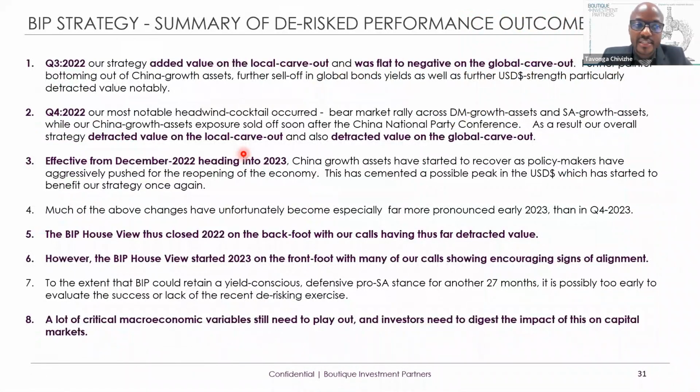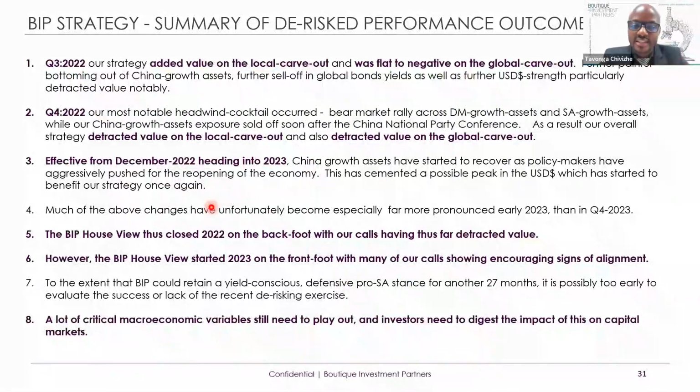If we look at Q3 of 2022, I think we did well in terms of the de-risking strategy, but we got really squeezed out when the global investor overreacted to the Chinese conference and the dollar strengthened more than we expected. In Q2, as I've shown, the dollar call started to work in our favor. The Chinese call started to work in our favor, but it came in a little bit too late. In December, what we've started to see is that the Chinese growth assets have started to come through, which is, I think, very positive for us, all else equal.